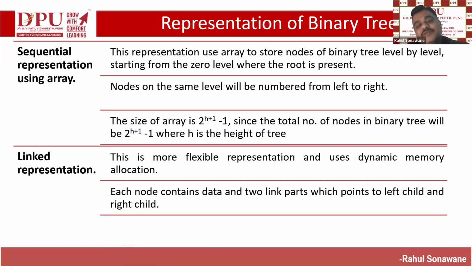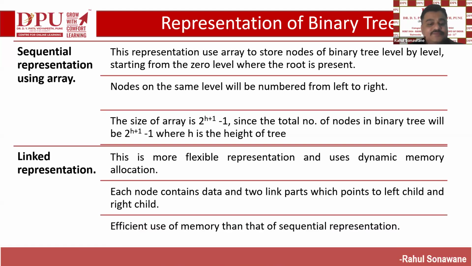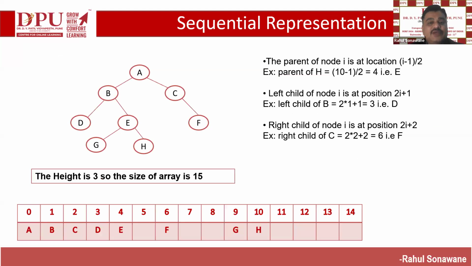So in a linked representation, we will declare one structure that contains a data and two links, or you can say two pointers. They are pointing to the left child and right child. Okay. So linked representation obviously will be more efficient than the sequential representation. So we will implement our tree with the help of linked list data structure. Okay.